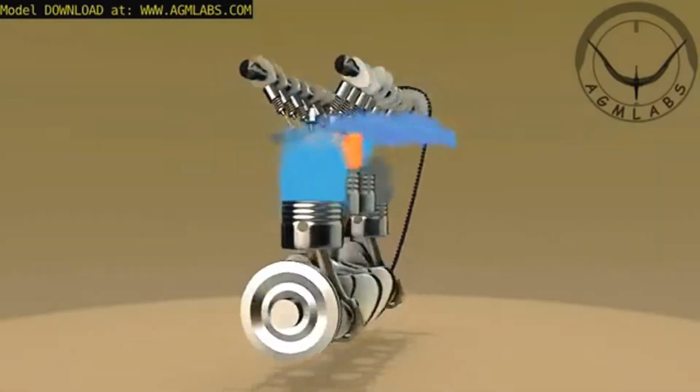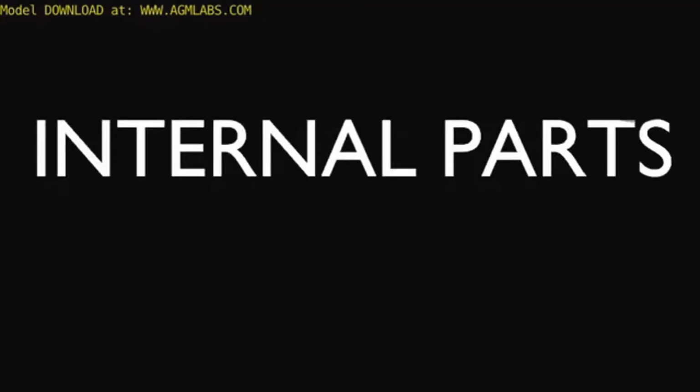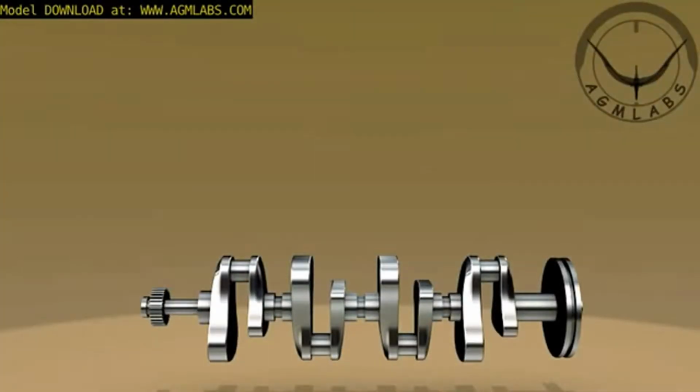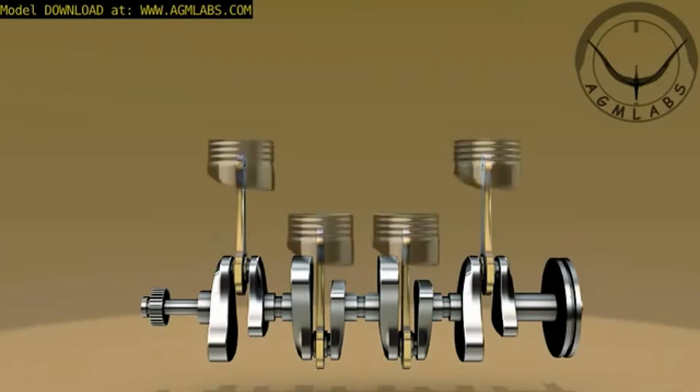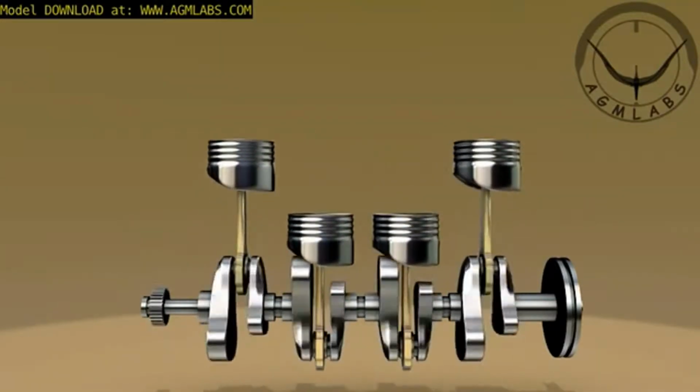Let's take a look at the basic internal parts of a four-stroke engine. Inside the engine block, there is a crankshaft. Piston rods are attached to the crankshaft. Pistons are attached to the piston rods. As the crankshaft turns, it causes the lifter to make each piston move up and down.